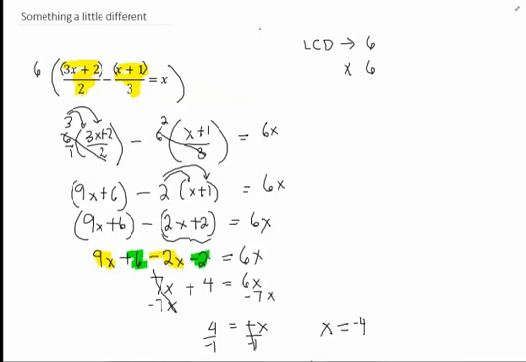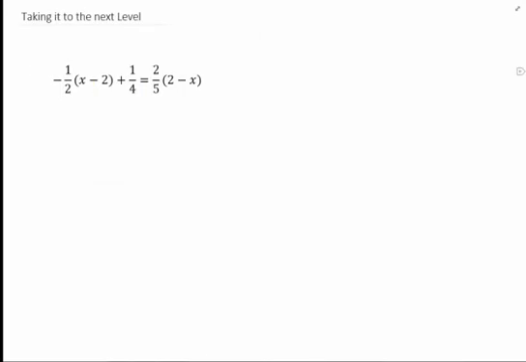Let's step it up one more, taking it to the next level. So this looks a little more complicated, but we've already dealt with everything that we need to in this case. We've got fractions, we want to eliminate the fractions. But before I do that, what I want you to recognize is at this moment, this is one piece, and this is a separate piece, and this is one piece. Until we multiply those fractions through, that stays as one unit.